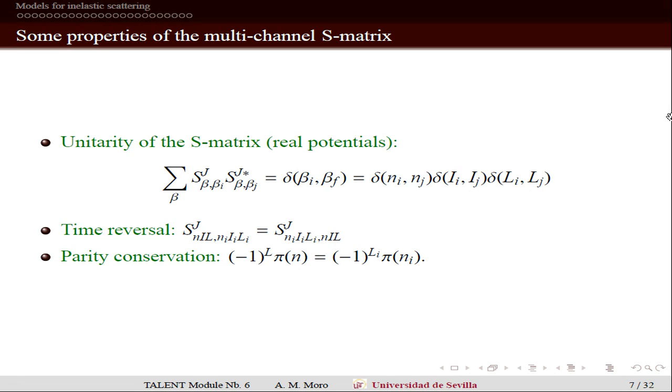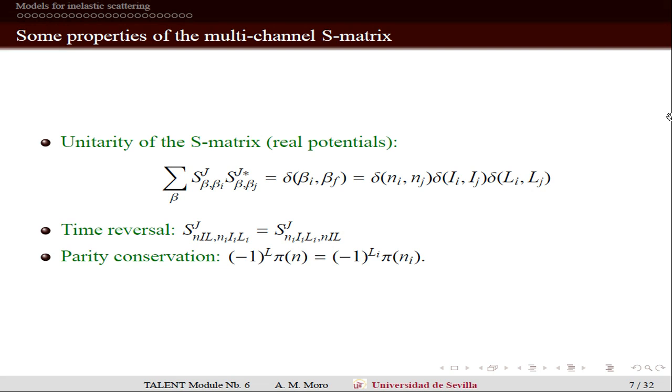So the expression in this particular case is that the square of S11 plus the square of S12 equals 1. So this expresses that the flux is distributed among the different channels for the same total angular momentum, and it is conserved.